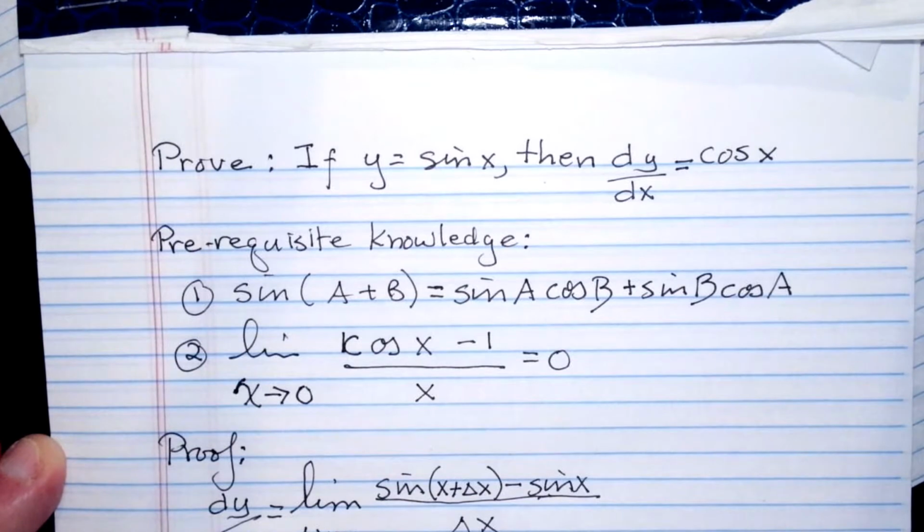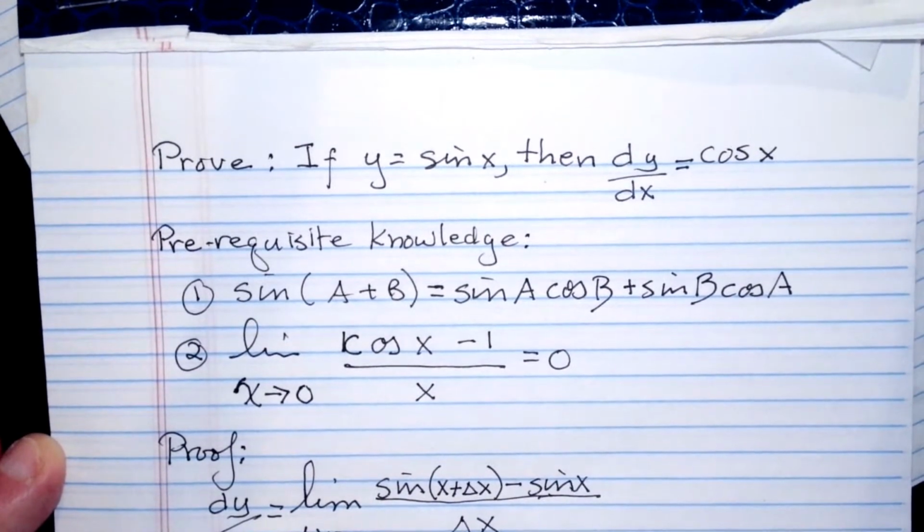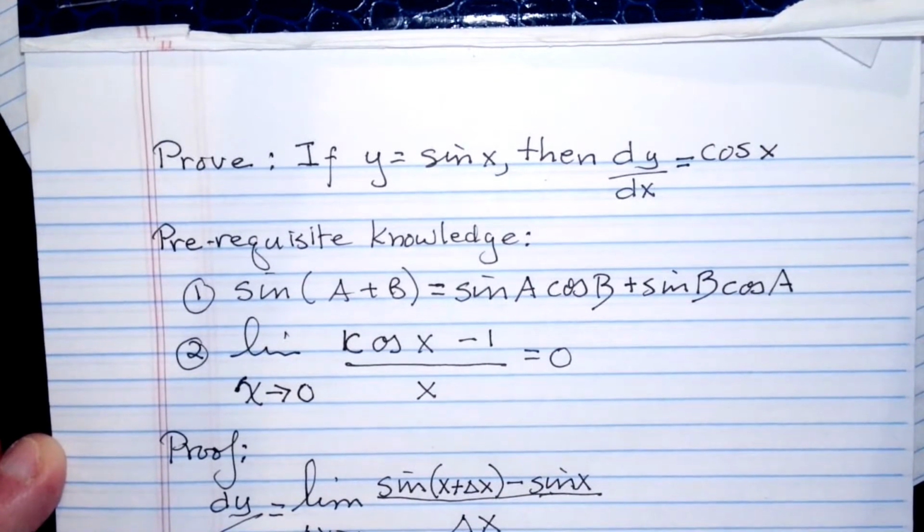Number one is from trigonometry. It says that the sine of a plus b is equal to the sine of a times the cosine of b plus the sine of b times the cosine of a.